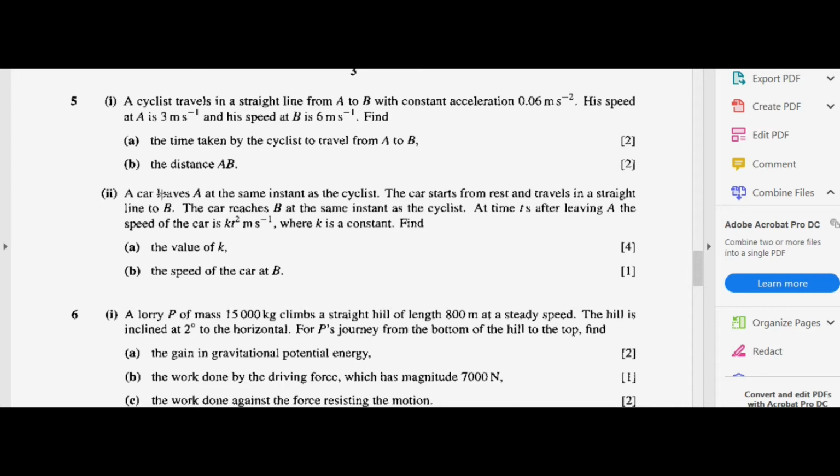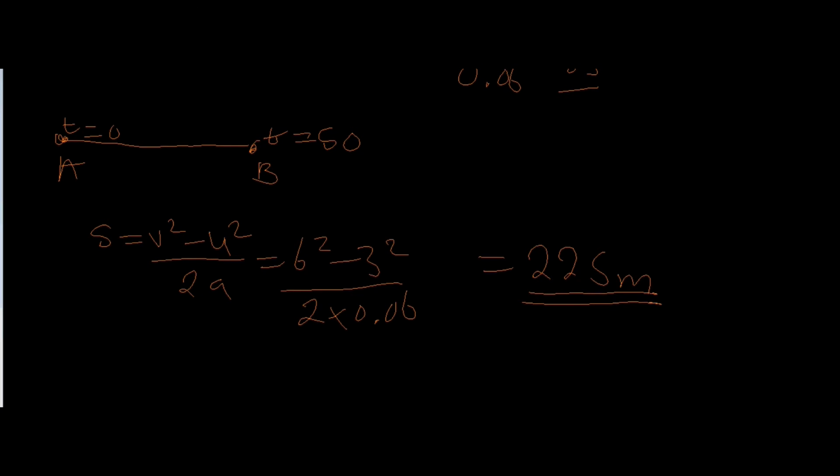So the first thing to note is that, if I just redraw the first diagram here, where I have my point A here and I have my point B here, this is the cyclist and this is the car, okay?